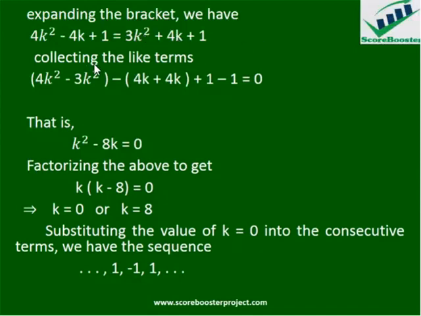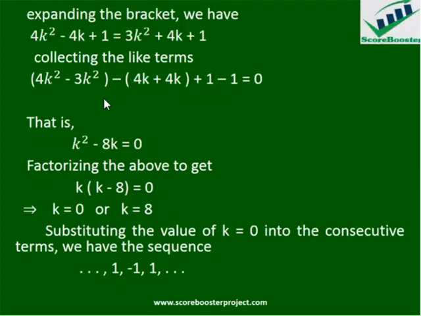So collect the like terms: 4k squared minus 3k squared, minus 4k minus 4k, plus 1 minus 1 equals 0. So here 1 minus 1 will be 0. 4k squared minus 3k squared is k squared. Minus 4k minus 4k will give minus 8k equals 0.